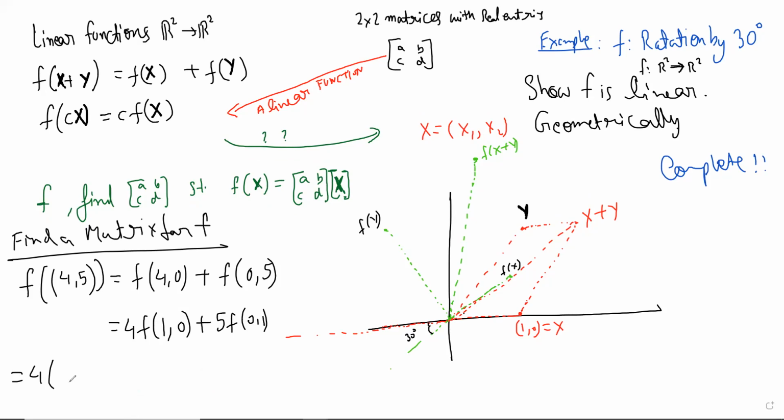What is it? Some root 3 and something. Half is the cosine. Maybe root 3 by 2 and 1/2, right? 30 degrees. Yeah, cos 30 comes first, right? I mean, I have forgotten trigonometry, but you should not forget. And 0, 1, where does that go? That angle will be 120 degrees with the origin.